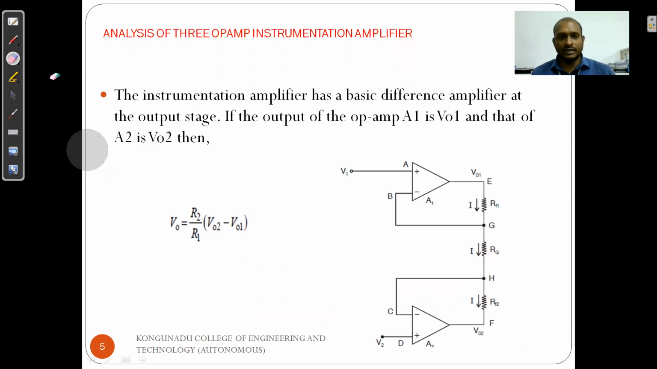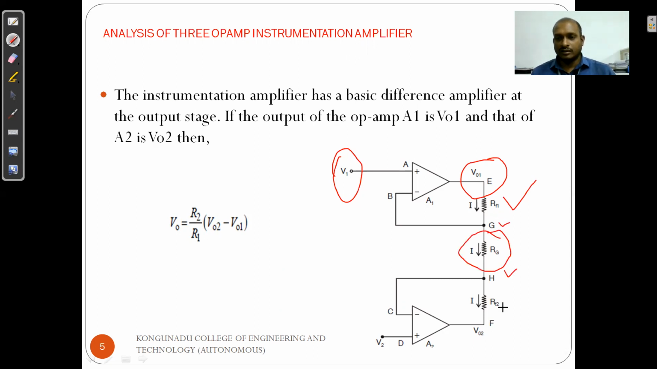So this is the circuit diagram for the input stage of the amplifier. Input is V1, which is given to the non-inverting terminal. The output is V01. This is RF1. This is node G, node H, so RG, and RF2. This is one of the non-inverting amplifiers. From this circuit, we are going to calculate the current value.